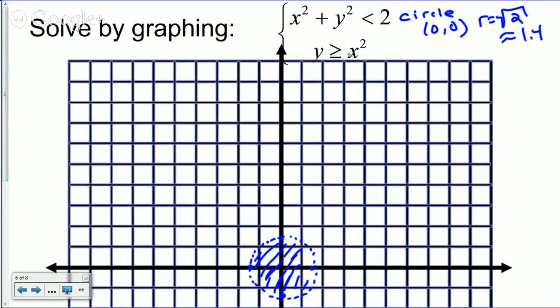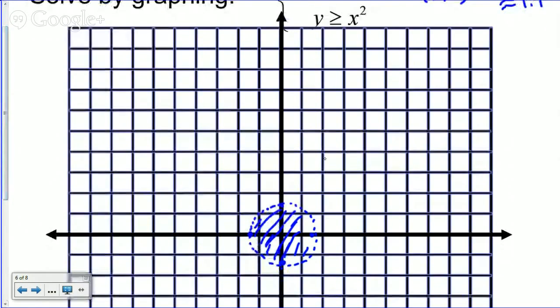All right, this next one is just a simple parabola. It is the parent function of a parabola. So I've got a solid line, so we've got 0, 0, 1, 1 on that side, 1, 1 on that side, and 2, 4, 2, 4.